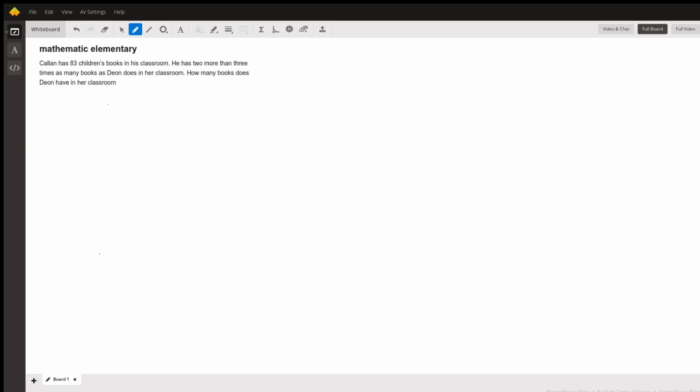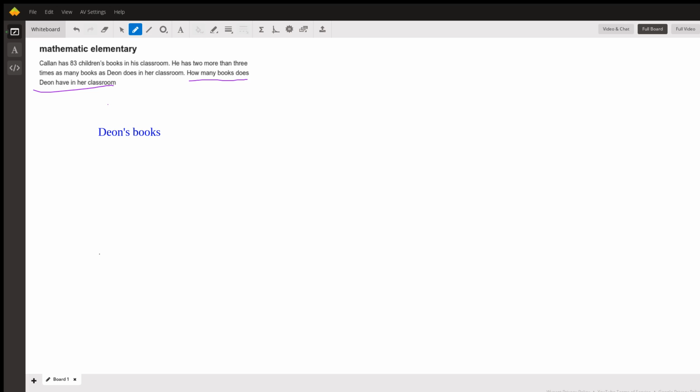So the first thing we need to do is figure out what the problem is asking us. So looking at the last sentence, how many books does Deon have in her classroom? So we are looking for the amount of books Deon has. So Deon books.